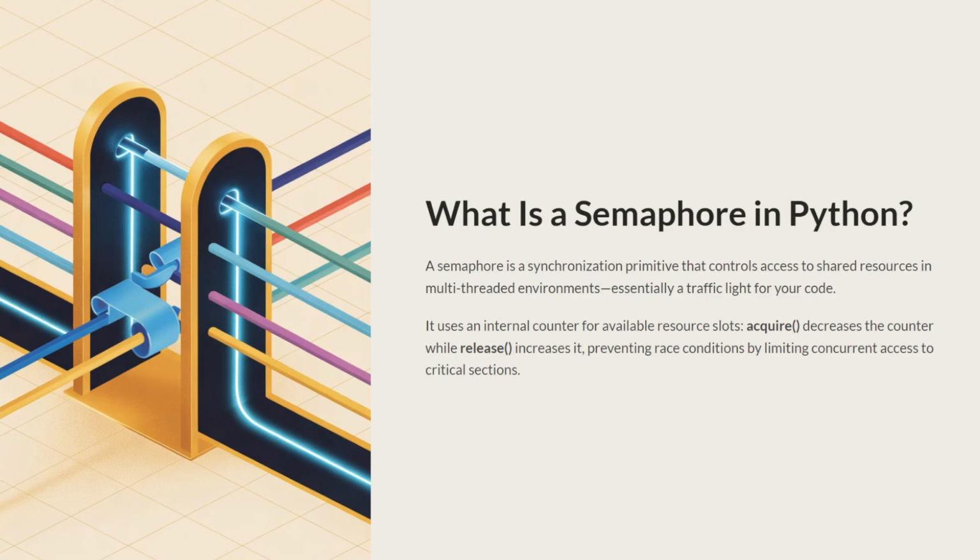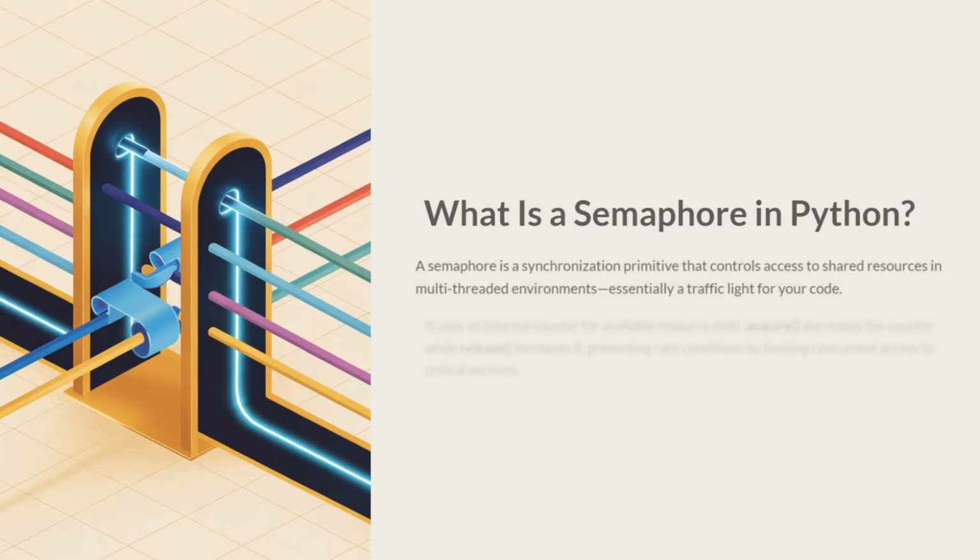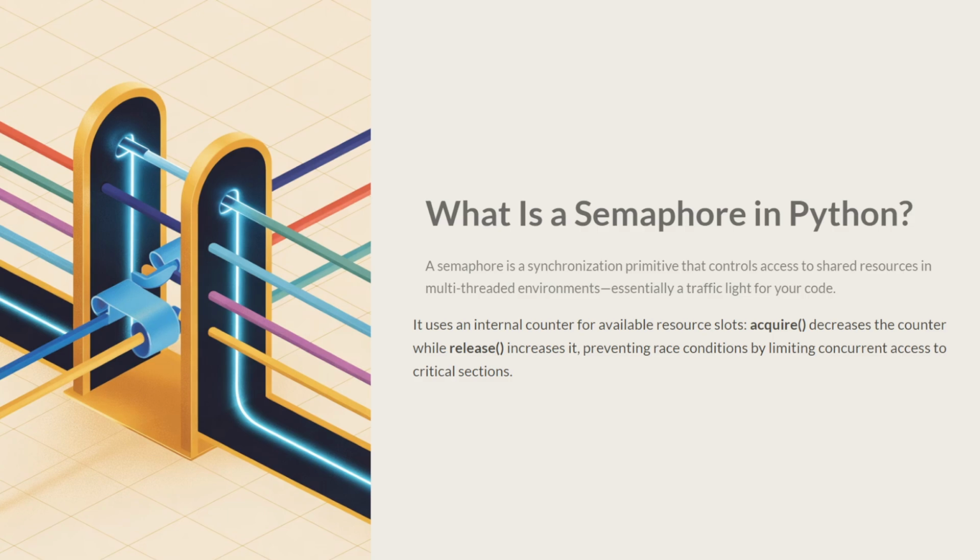So in this video we are bringing to you what exactly is a semaphore in Python. A semaphore is a synchronization primitive that controls access to shared resources in multi-threaded environments, and essentially a traffic light for your code. It uses an internal counter for available resource slots. Acquire decreases the counter while release increases it, preventing race conditions by limiting concurrent access to critical sections.